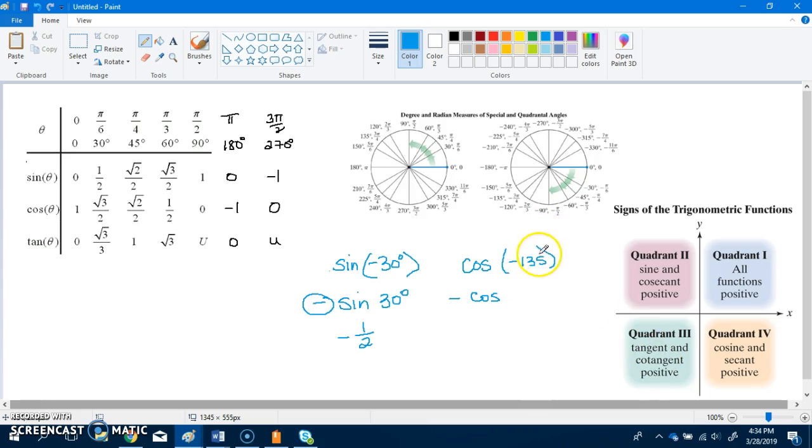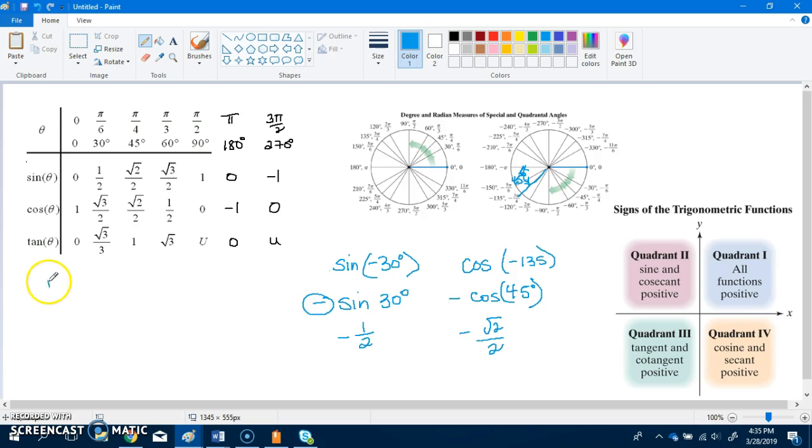Then what we have to do is find the reference angle for 135. Now 135 is right here, and the reference angle for that is going to be 45 degrees. So we're going to use the angle of 45 degrees, and we know that is going to be the square root of 2 over 2. So the exact value of the cos of negative 135 is going to be negative square root of 2 over 2. Let's do some more.